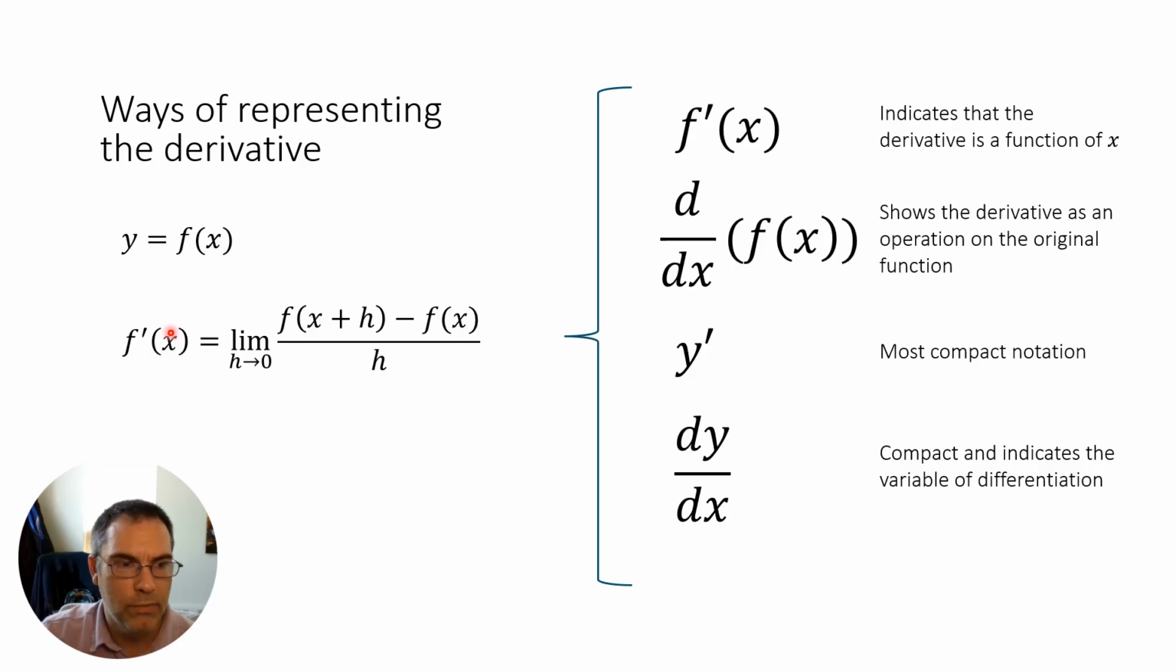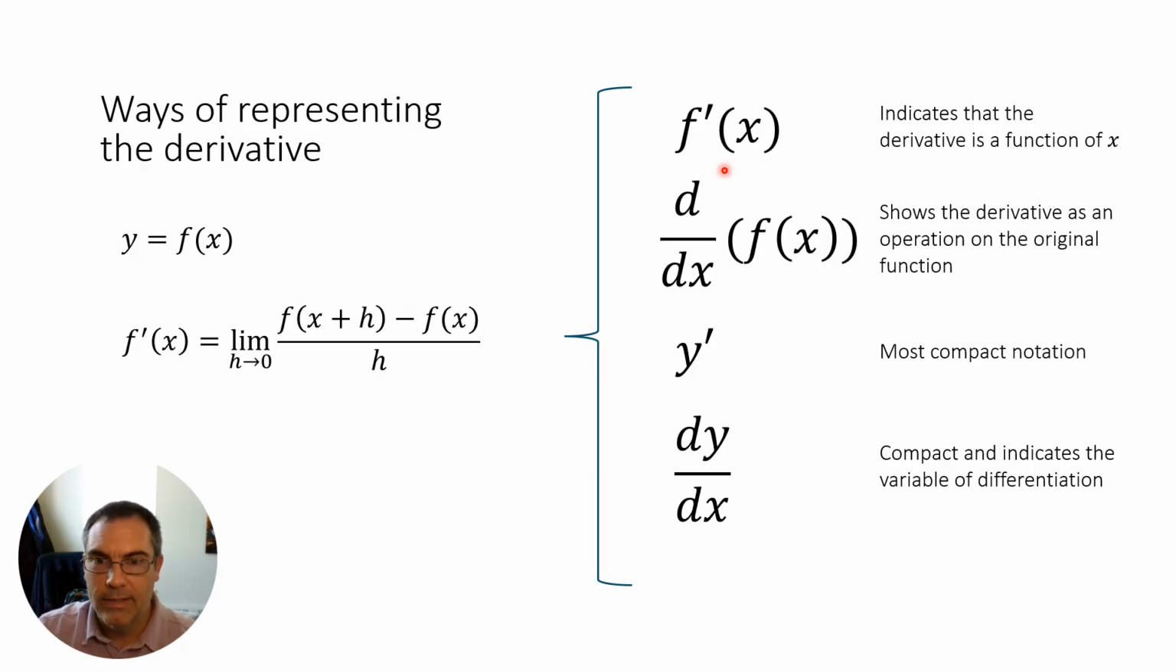So one notation for that is what we've been using. f prime of x indicates the derivative of f at x. And because you've written it here like this as a function, it does indicate to you that the derivative is a function. So that's one nice thing about this notation.